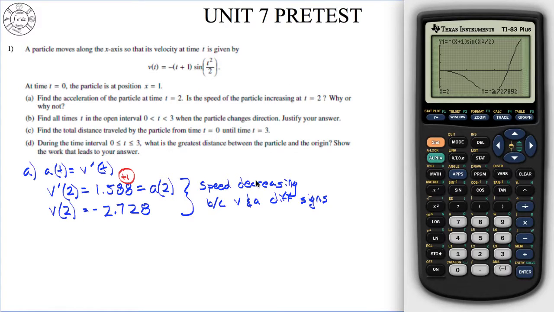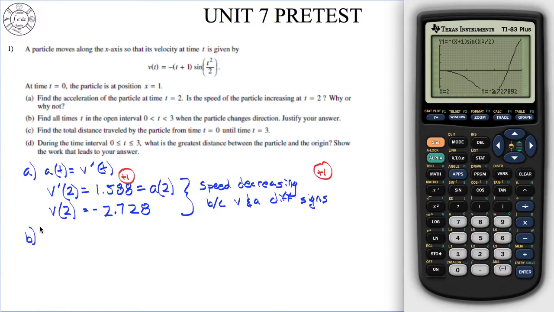So you have to have speed decreasing, and you have to have your explanation. Give yourself another +1 if you have decreasing and your explanation, because velocity and acceleration have different signs. All right, questions about part A? Moving on to part B then.